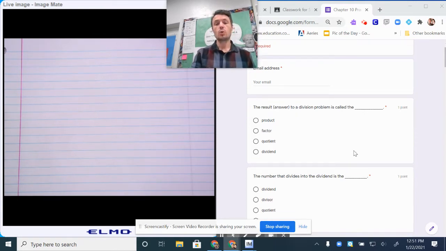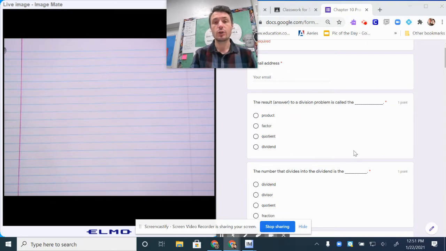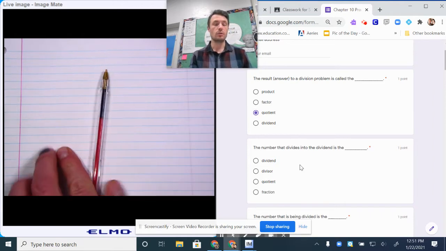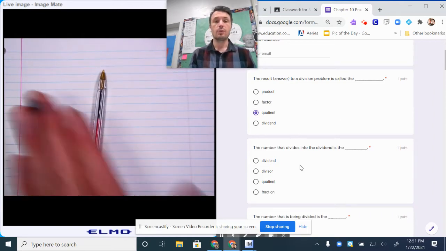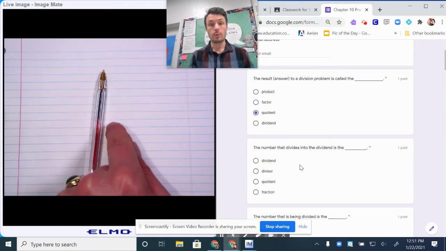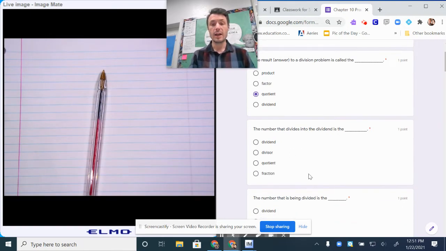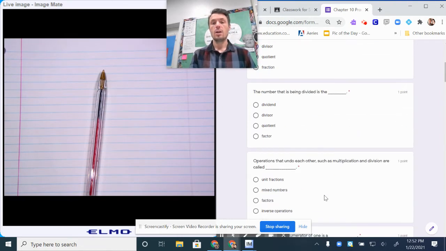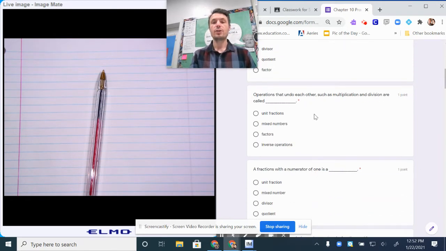Okay, these first few questions are all vocabulary. It says the result, that means the answer to a division problem, is called the quotient. These are the only kinds of questions where you won't have to use your scratch paper. Everything else, we'll use our scratch paper for every single problem. Next, the number that divides into the dividend, that's the divisor. The number that is being divided is the dividend. Operations that undo each other, such as multiplication and division, are called inverse operations.